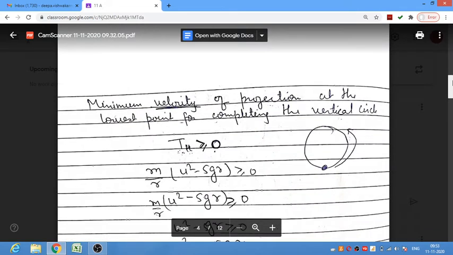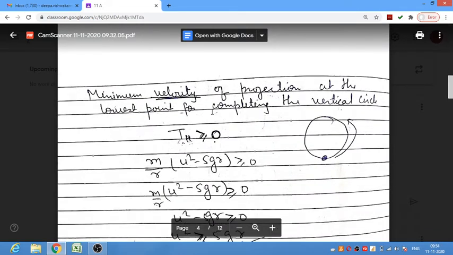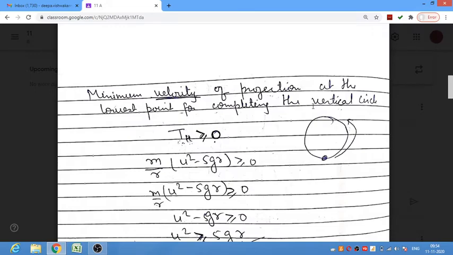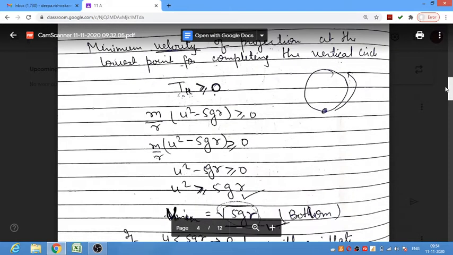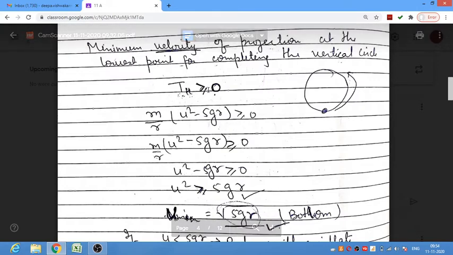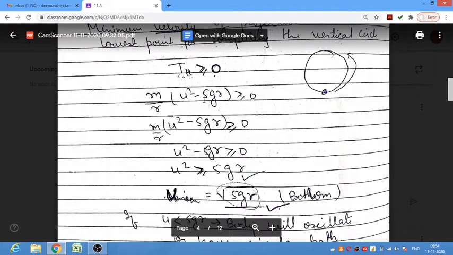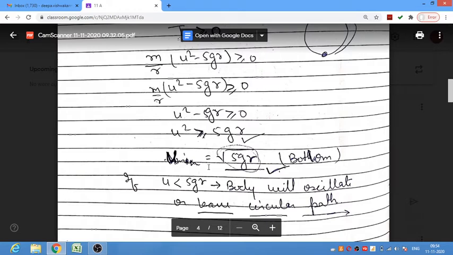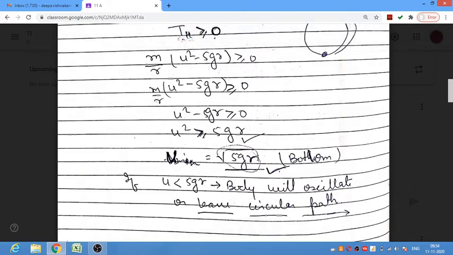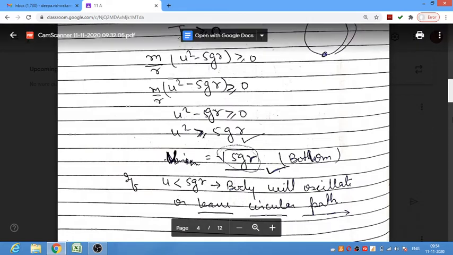Now, minimum velocity of projection at the lowest point for completing the vertical circle. For this condition, the tension at the highest point must be greater than or equal to 0. So by putting the value of the tension at the highest point, we will find the minimum velocity at the bottom, and that will be equal to under root 5gr. If v is less than under root 5gr, then the body will oscillate or leave the circular path.